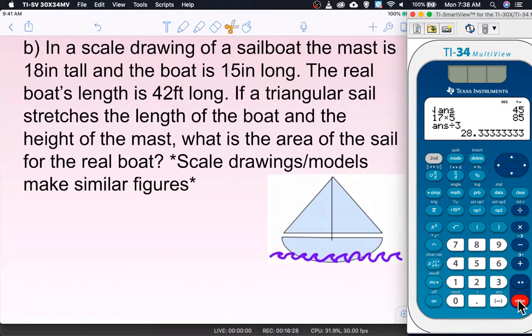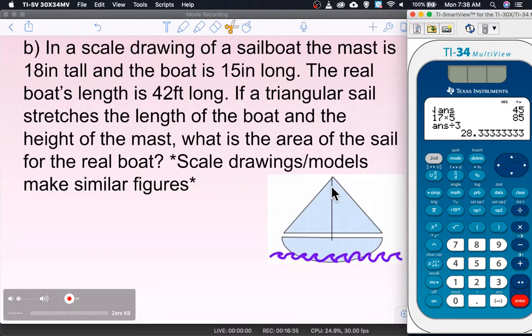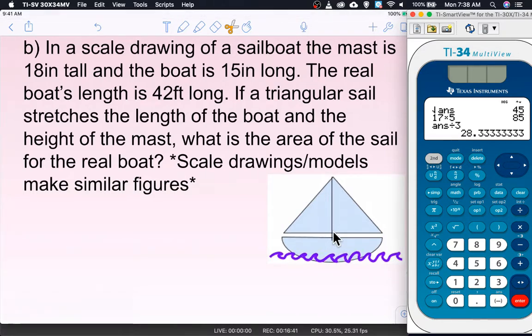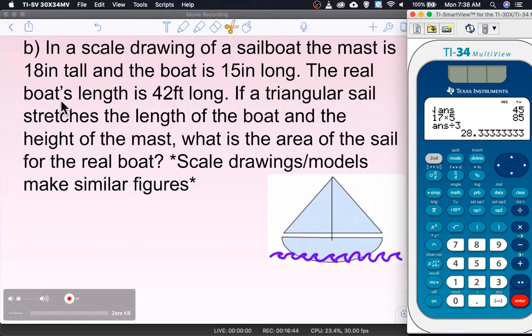In a scale drawing of a sailboat, the mast is 18 inches tall. So the mast would be this thing here, the thing that holds up the sail. The mast is 18 inches tall, and the boat is 15 inches long. The real boat's length is 42 feet long. If a triangular sail stretches the length of the boat and the height of the mast, what is the area of the sail for the real boat?